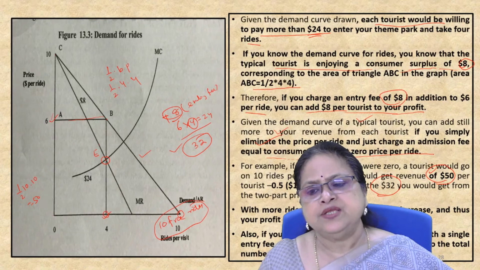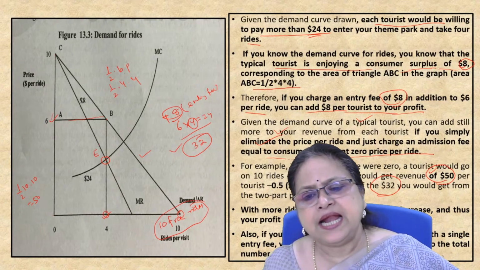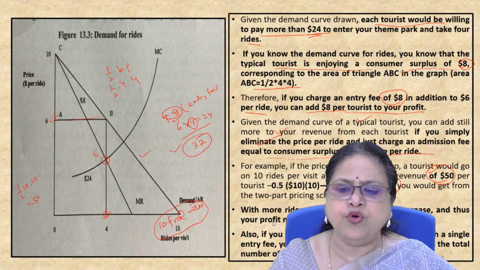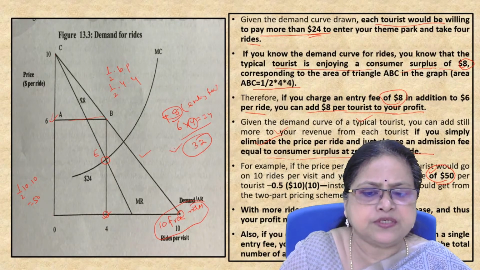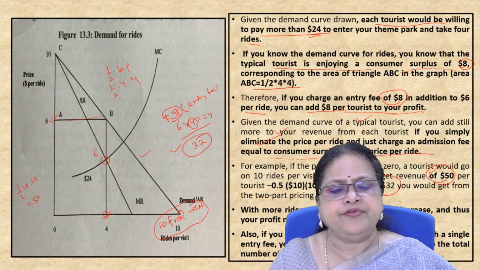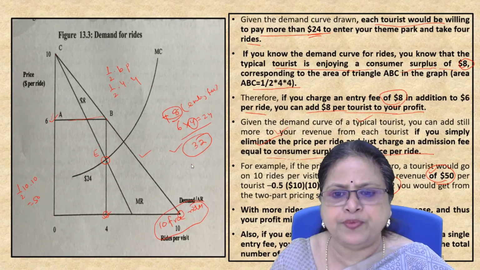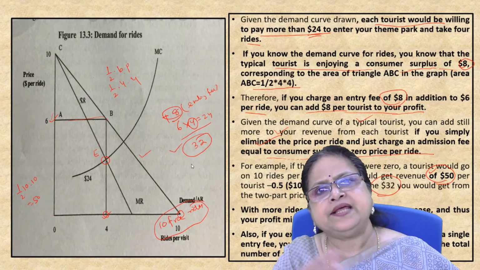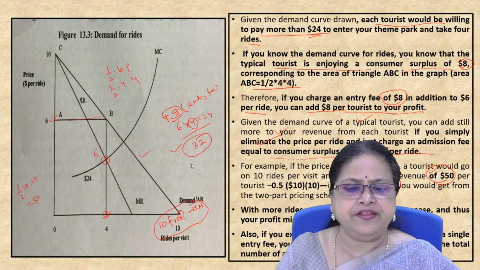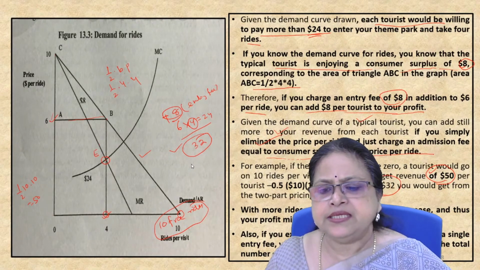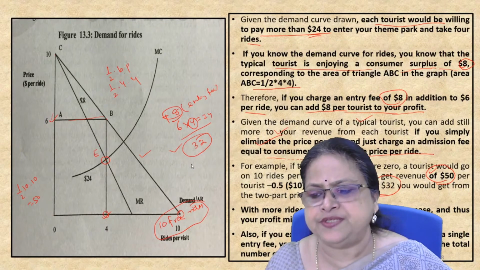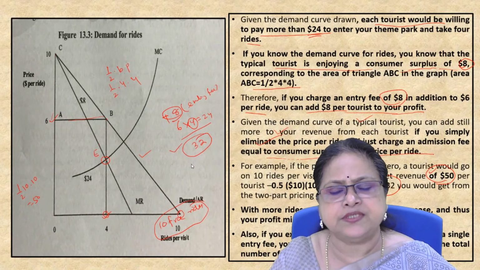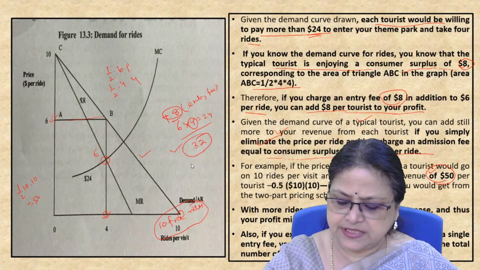With more rides, your marginal costs will increase and thus your profit might not increase. This is the problem here. With more rides, the marginal cost might be increasing. For more rides, we have to spend more money and then profit may become less. Also, if you extract the entire consumer surplus with a single entry fee, that is 50 rupees, then you increase the tourist's cost per visit. So the total number of admissions will fall. These two are the repercussions of this type of price discrimination.